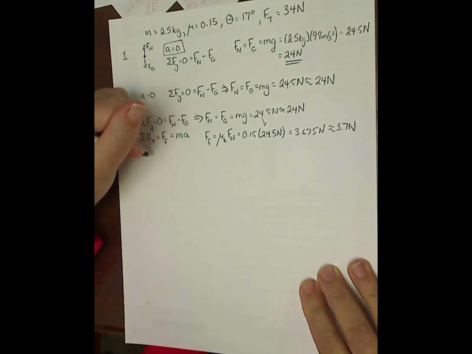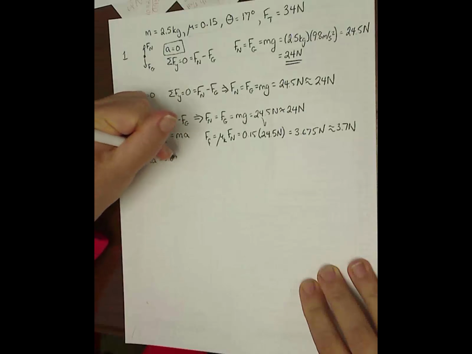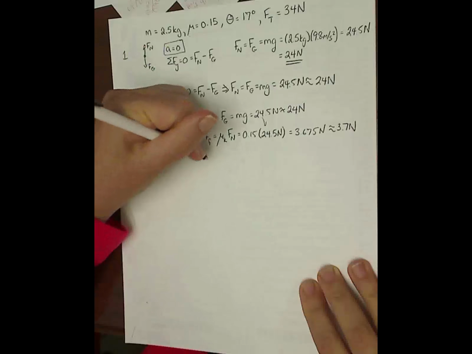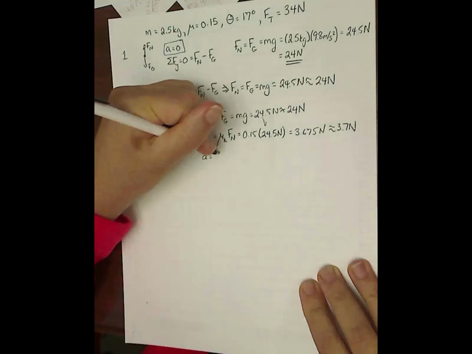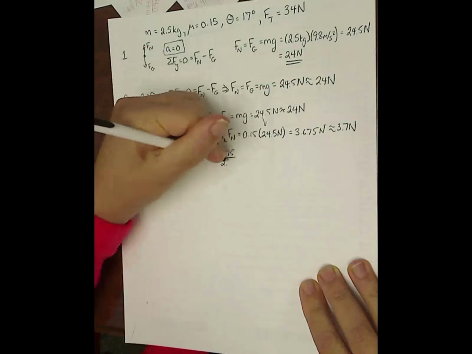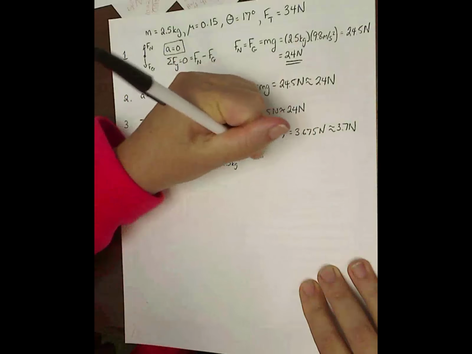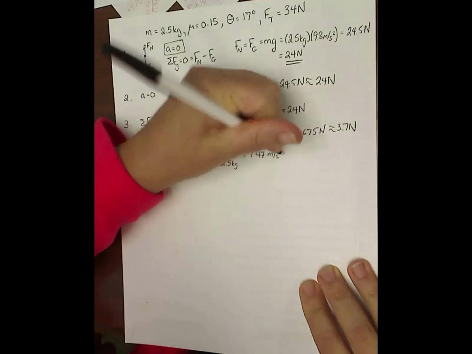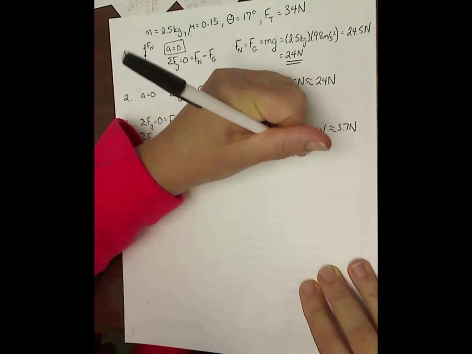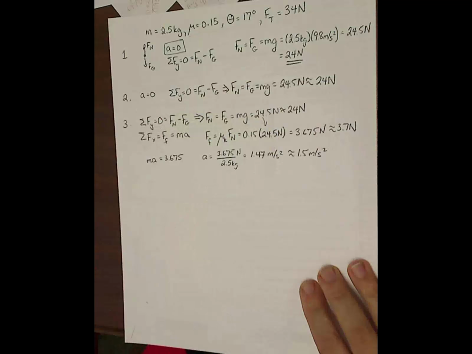All right, so now I want to find the acceleration. I know mass times acceleration is equal to the frictional force, which is 3.675. So the acceleration is equal to 3.675 over the mass, which is 2.5 kilograms. And I get an acceleration of 1.47 meters per second squared. And again, I've got to round that to two significant figures. I get an acceleration of 1.5 meters per second squared.